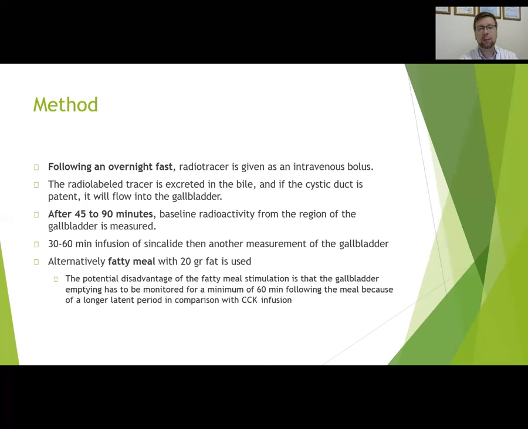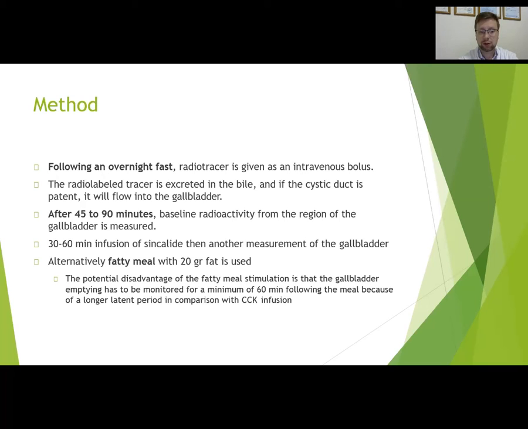Here we will describe the method of this nuclear examination. Following an overnight fast, a radiotracer is given as an intravenous bolus. The radio-labeled tracer is excreted in the bile, and if the cystic duct is patent, it will flow into the gallbladder. After 45 to 80 minutes, baseline radioactivity from the region of the gallbladder is measured. Then a 30-60 minute infusion of sincalide is given, followed by another measurement of the gallbladder.